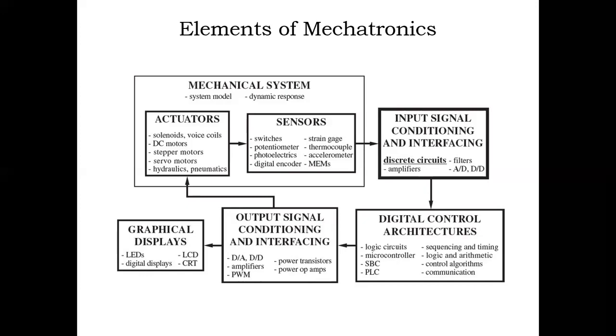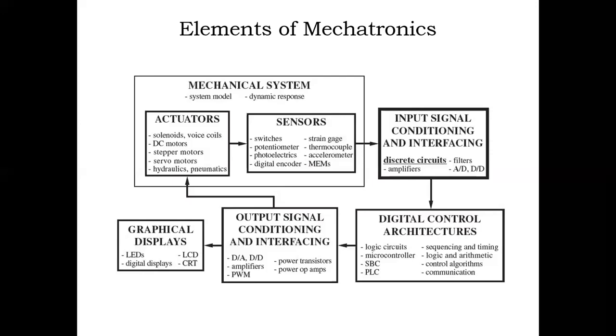Next is digital control architecture, which is the processing unit. Most systems have a processor and a separate controller. Basic examples are logic circuits, microcontrollers, and programmable logic controllers, PLC, along with sequencing and timing, logical and arithmetic operations, control algorithms, and communication. These are the digital control architecture. This unit controls the total manufacturing process for the development of perfect products.